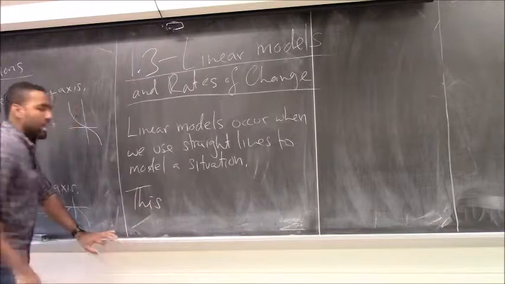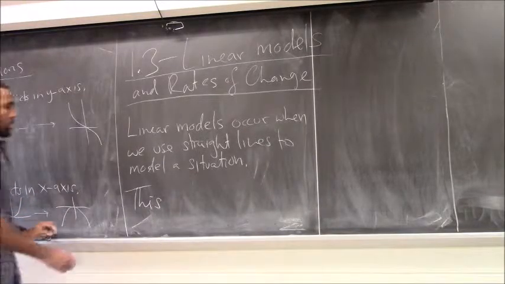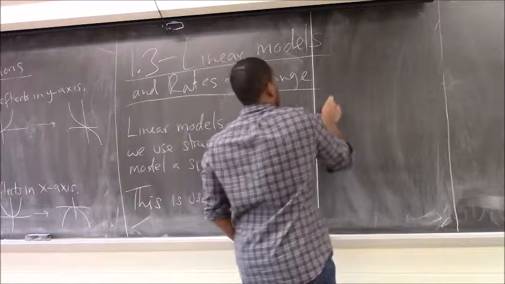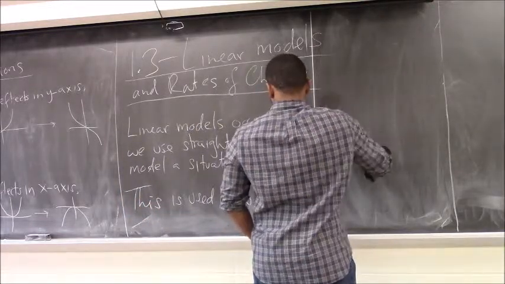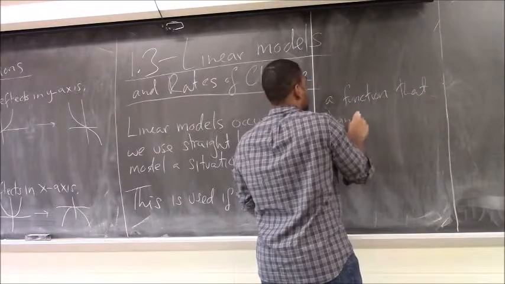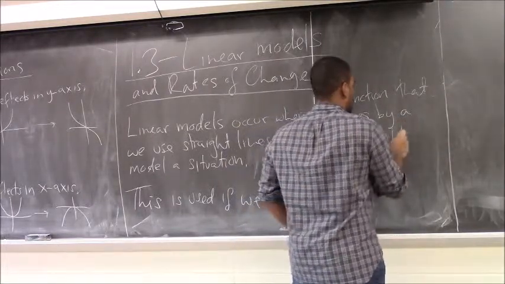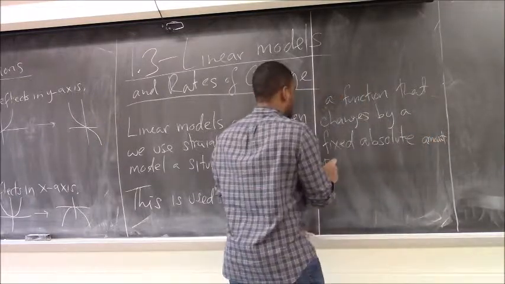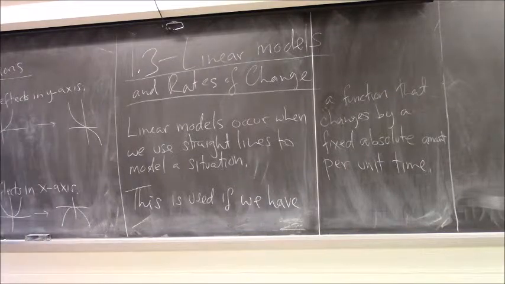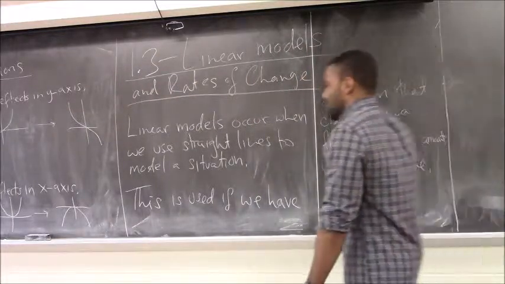So whenever we use a straight line to describe a situation, we say we've created a linear model. If I give you a random word problem, how do you know if the situation is described by a straight line or not? This is used if we have a function, so there's some rule that we want to describe, but it changes by a fixed absolute amount per unit time. Okay? So let's say I'm describing this situation and I can say, after every month it will increase by 5, or something like that.